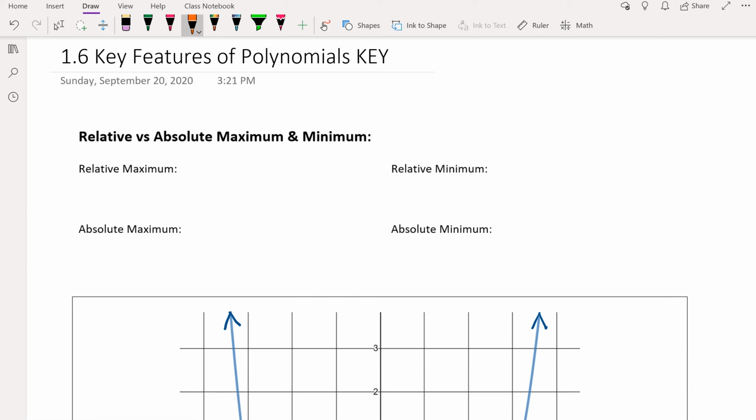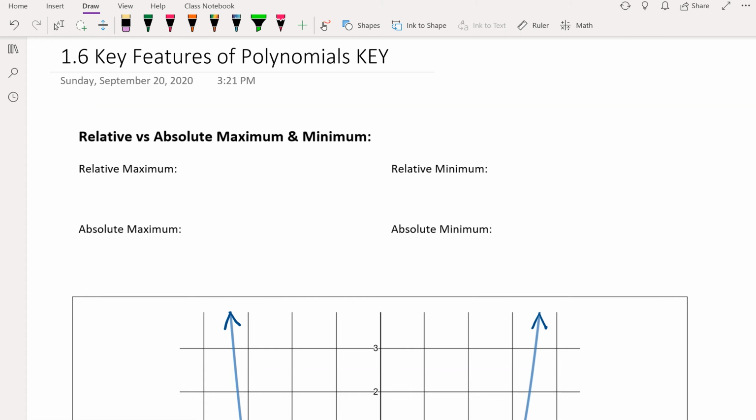All right, y'all, today we are going to go over some key features of graphs. A lot of this will be review, hopefully, but I would love it if you wrote it all down, and it will be very, very helpful on your assessments if you write it down. Okay, so relative versus absolute maximum and minimum. Make sure you get the notes title, 1.6, Key Features of Polynomials. And let's go ahead and start with relative versus absolute maximum.